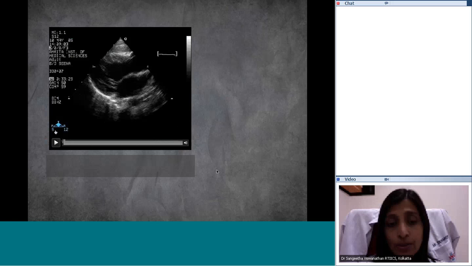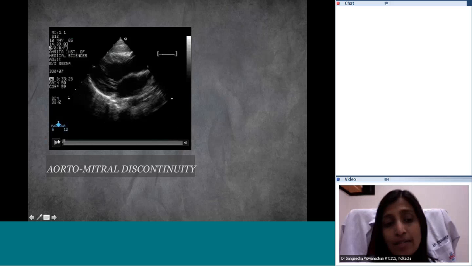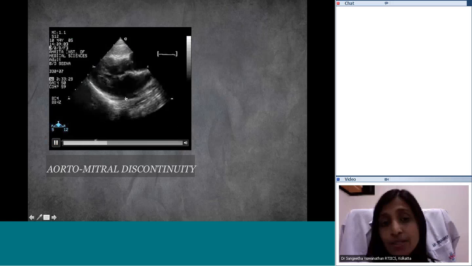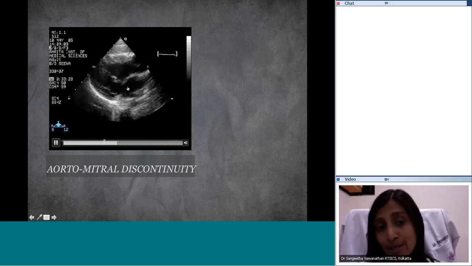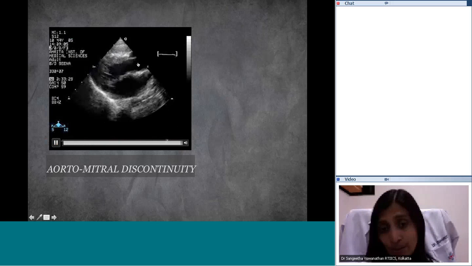Now here we have an example of aortomitral discontinuity. Here you have the aortic valve and here is the mitral valve. Between the two you see a fibrous wedge of tissue. So in this patient, there is fibrous discontinuity between the mitral valve and the posterior semilunar valve, which in this case is an aortic valve.